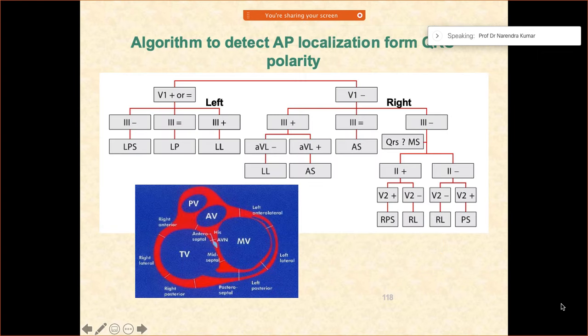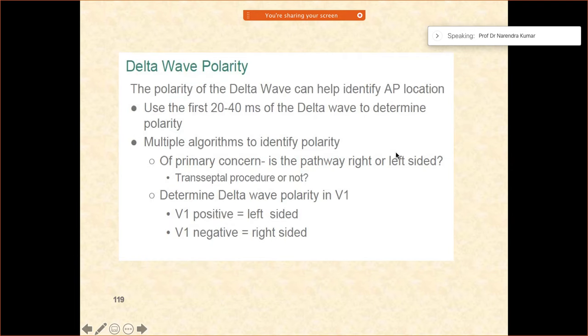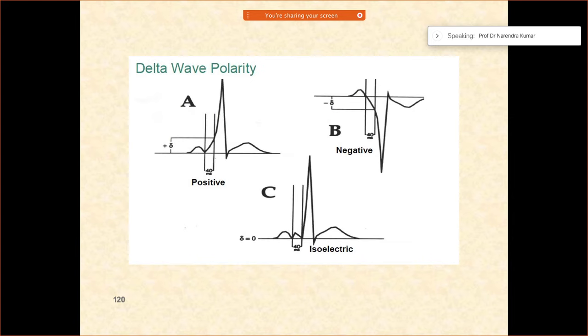And I think we have already had a session about the localization. So this is more of a refresher on how you can localize those accessory pathways. First of all, have a look at the F wave morphology. It will give you a hint, left or right. If it is on the left side, for example, see the morphology for lead three. If three is positive, left lateral; negative, left posteroseptal, like this. Similarly, this is how you should look at the different morphologies. That's why delta wave polarity is very important. On the basis of that, you can localize it further.